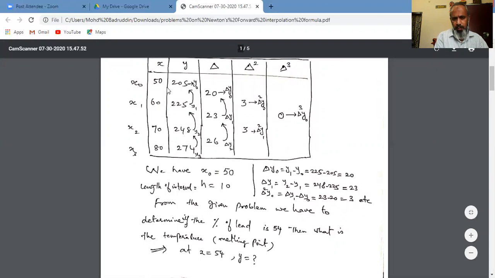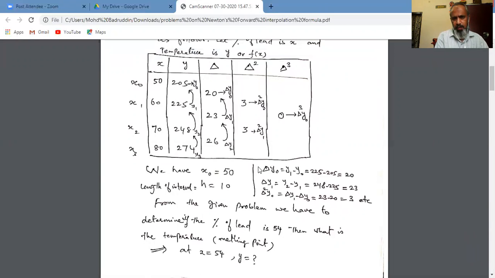So this is y naught value in the second column. The first value of the column y is y naught, and in the third column the first value is delta y0. In the del square column the first value is del square y0. In the third, del cube column, the first value is del cube y0. So these values we are using in Newton's forward interpolating polynomial.